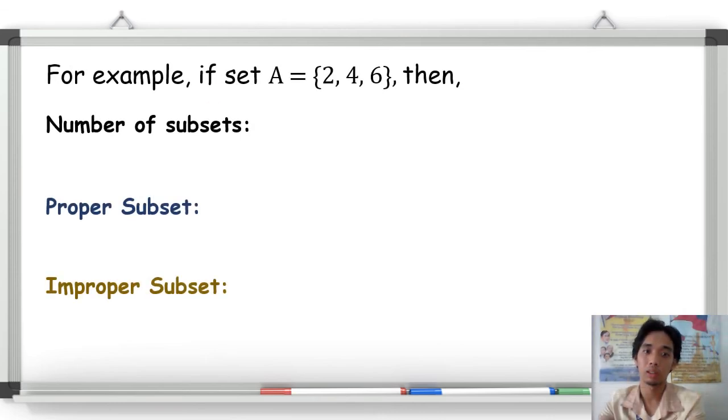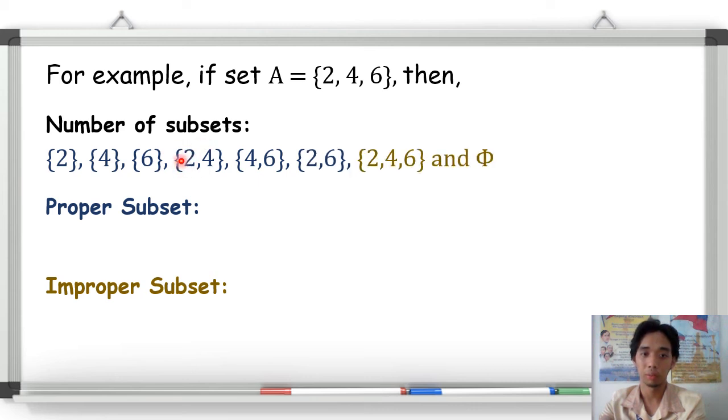For example, if set A is 2, 4, 6, then let's find the number of subsets. So in finding the number of subsets, just list down every possible combination of the elements. So first, let's try to make a subset for each element. So 2, 4, 6, then group them into 2, 2, 4, 4, 6, 2, 6, and last 2, 4, 6, and the null set.